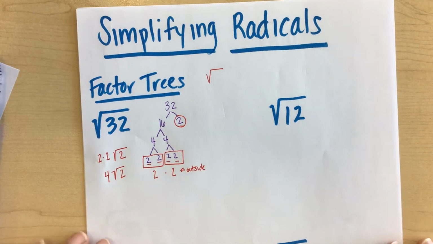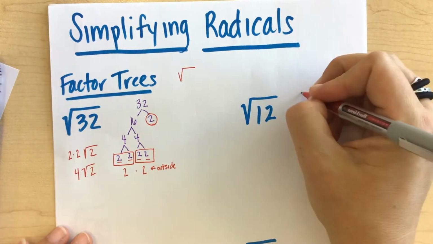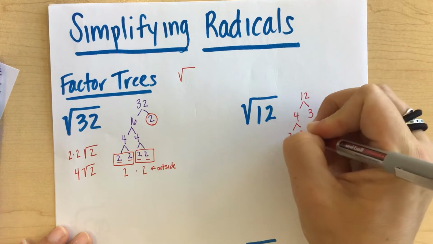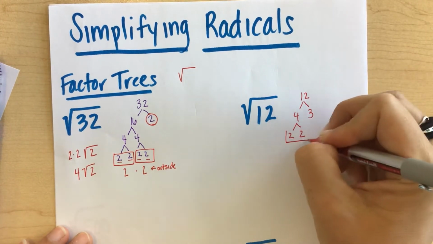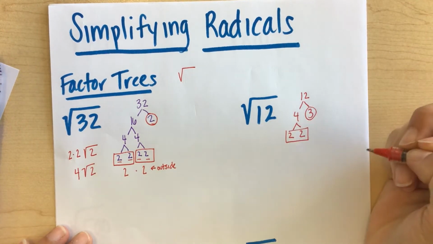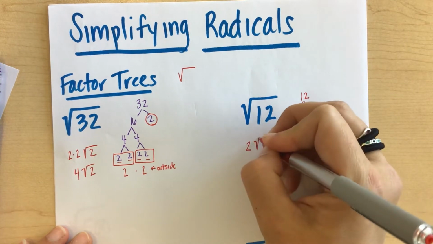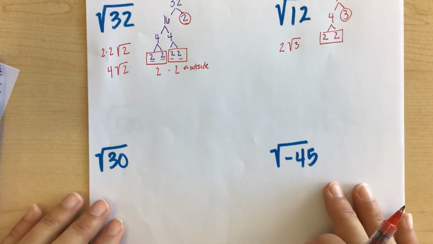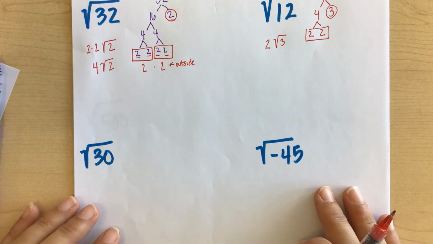All right, let's look at another one. So if we have 12, I'm going to break this down into 4 times 3. So 4 is 2 times 2. So I have a pair here, and then this 3 is all by itself. So the pair comes out, and the one left by itself stays underneath the radical. Okay? All right, let's keep doing. I think the more you see these, the easier these get.